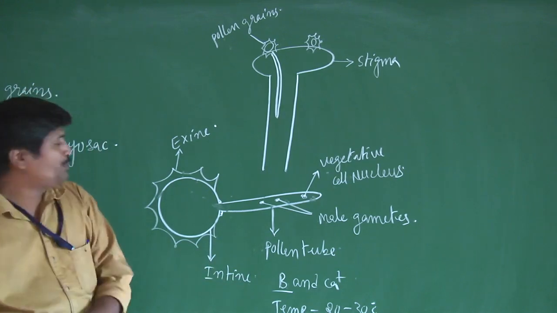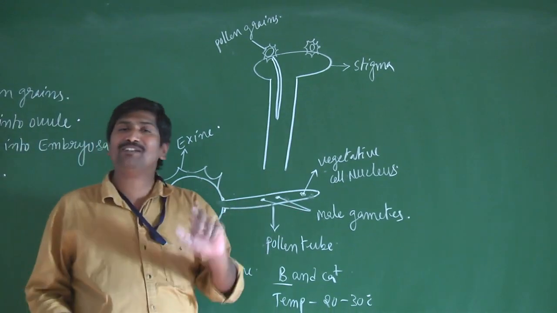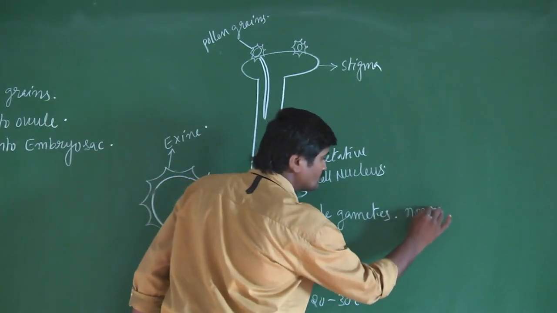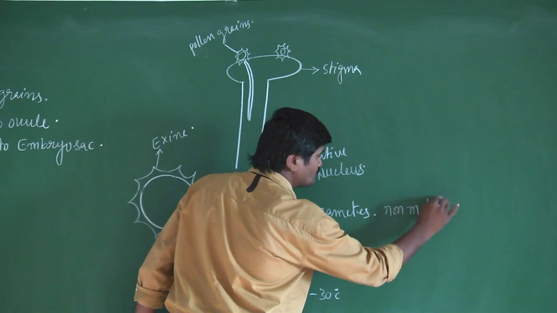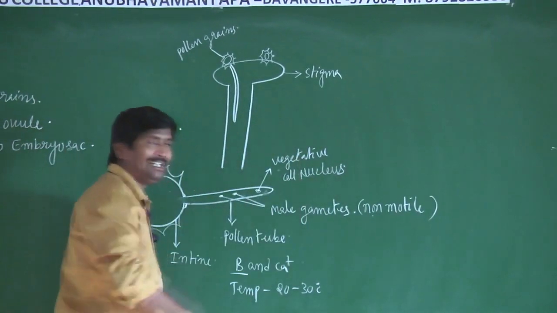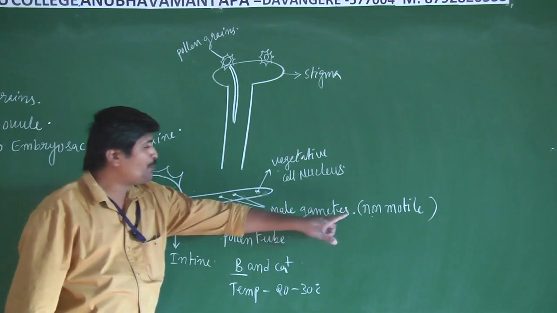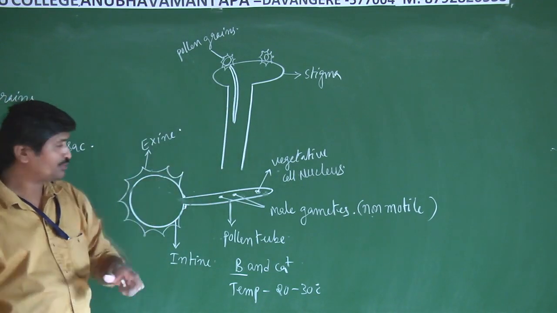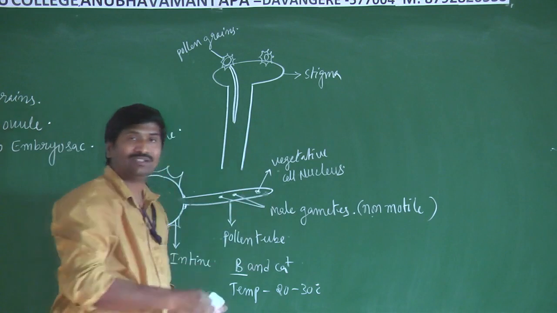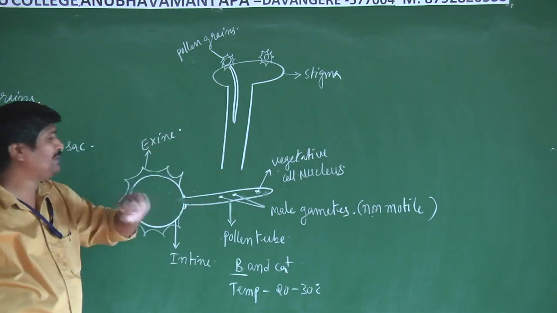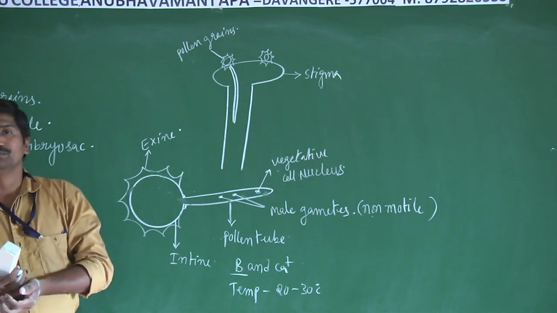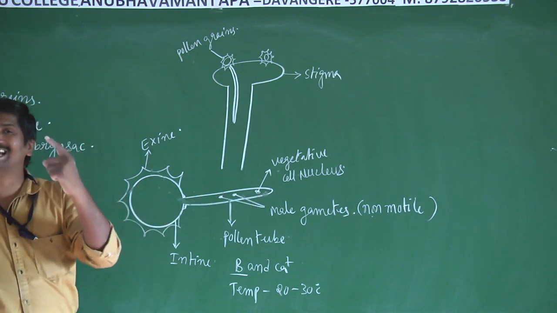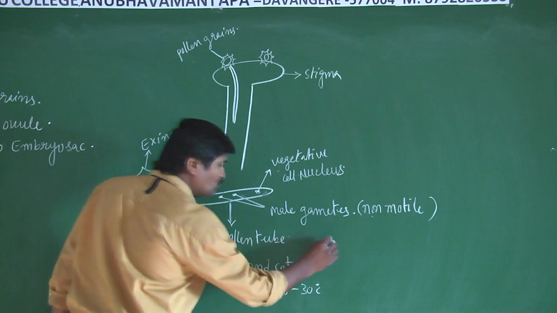And one more important point: the two male gametes are both non-motile. There is no motility. That's why the male gametes are carried by the pollen tube. A total of one pollen tube is developed from one germ pore. This condition is known as monosiphonous.